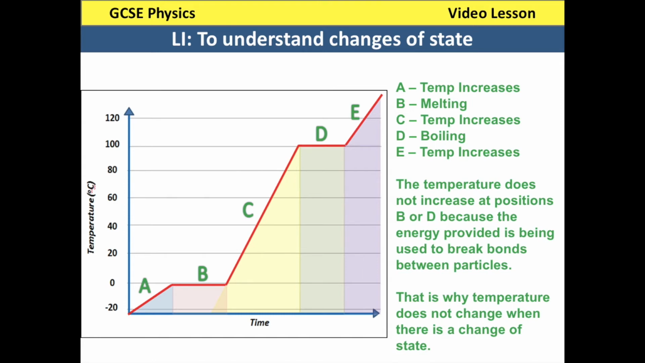At part D, you can say that boiling happens. It wouldn't be evaporation because we've reached the boiling point of water at 100 degrees, so D is boiling. Or you could have said instead that the liquid changes into a gas. That would also have been fine.